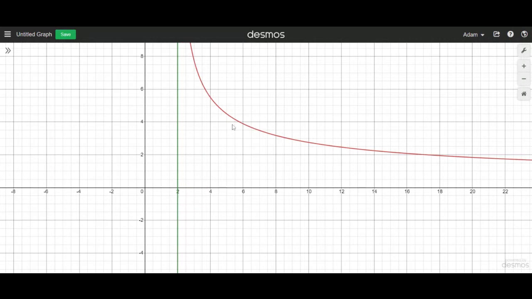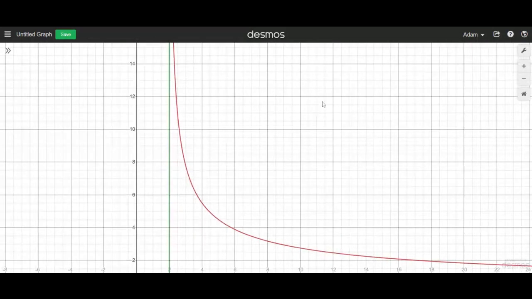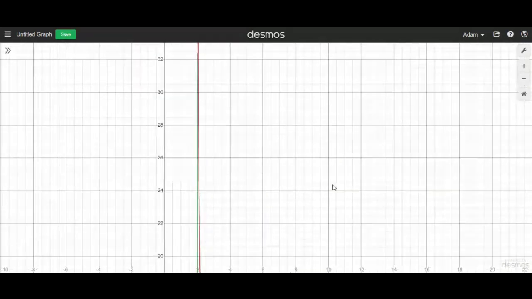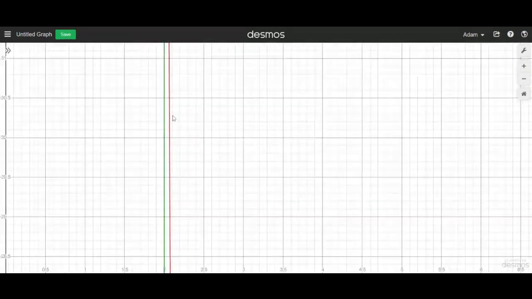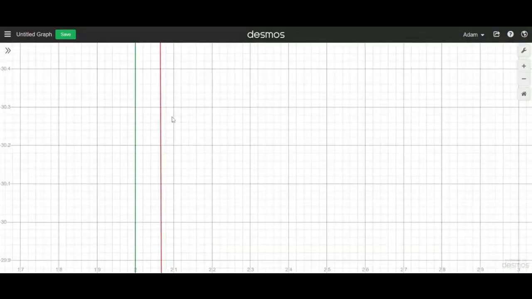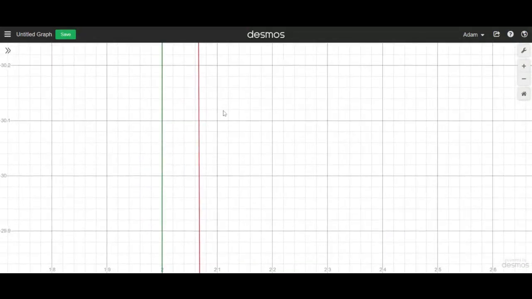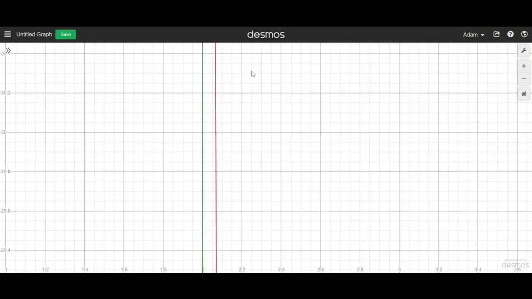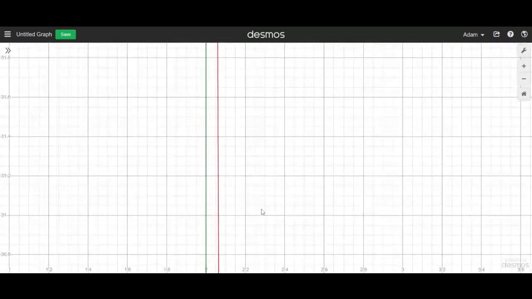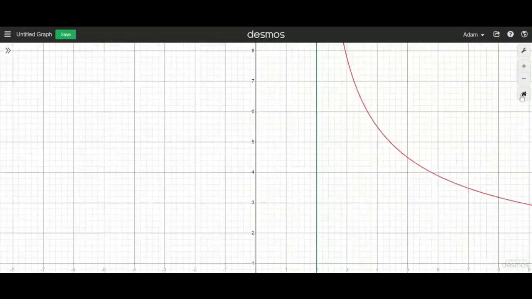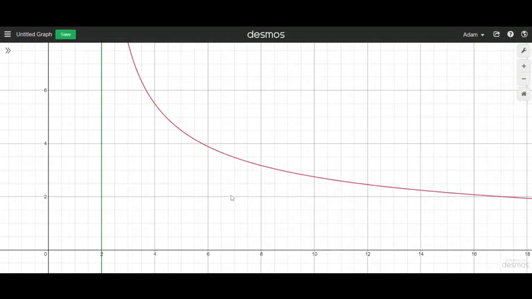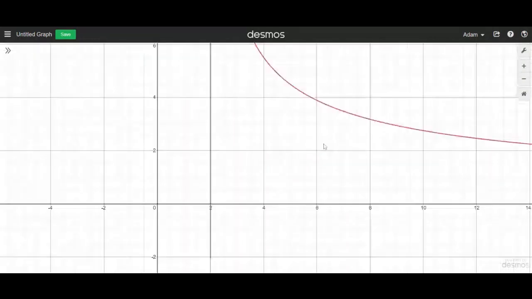This is x equals 2. The graph is going to get closer and closer to that vertical line, but you can see that it's never actually going to touch it. It gets very close if we zoom in, and that's what I'm doing. So 2 is not in the domain of this. I pressed the home key to get back to this.